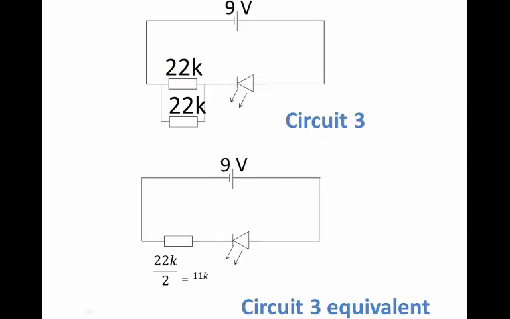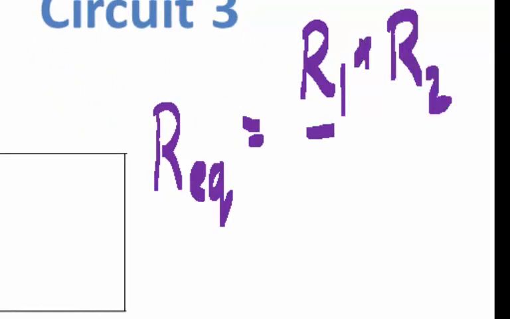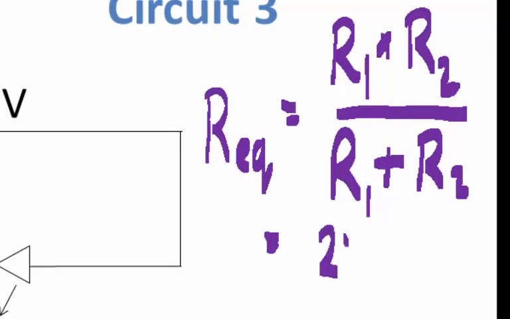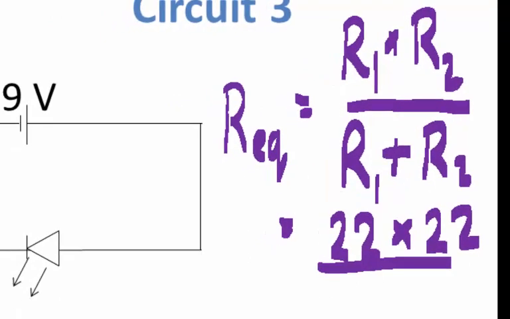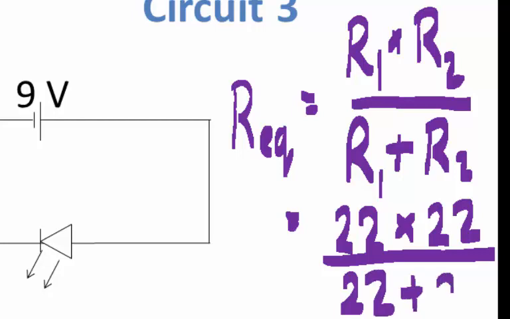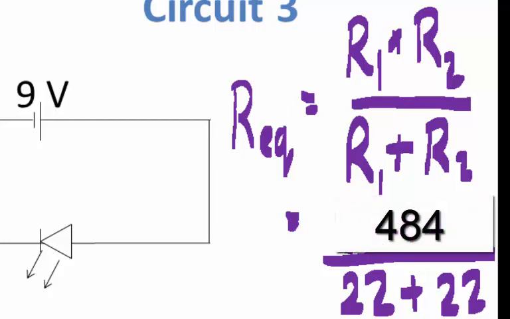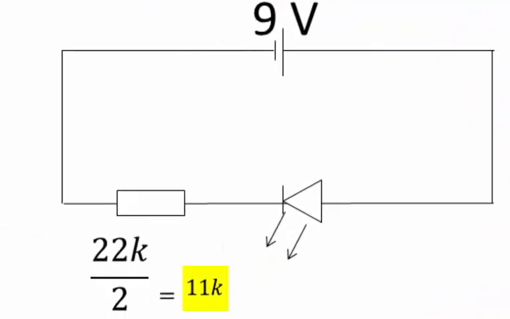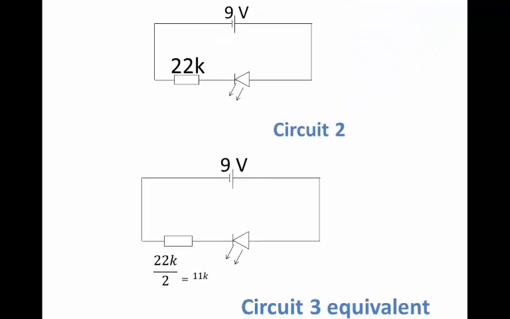We can do this the long way as well if you like. We know that R equivalent for two resistors in parallel with one another is equal to the product of the two resistors divided by the sum of the two resistors. So the product is 22 multiplied by 22, and the sum is 22 plus 22. If you do that on your calculator, 22 multiplied by 22 is equal to 484, and divide that by 22 plus 22, which is 44, and what do you get? 11.